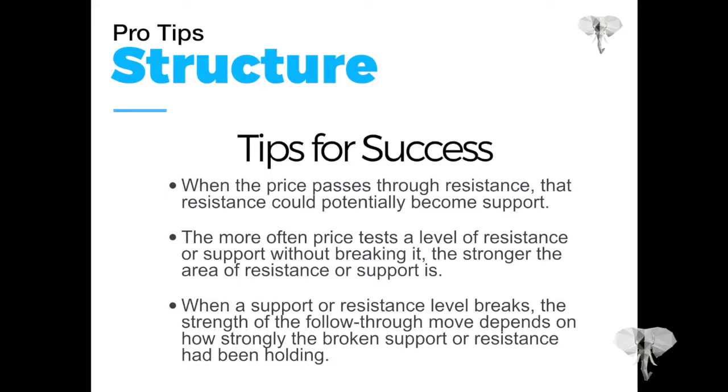When price passes through resistance, that resistance could potentially become support. If you look left, the chart always leaves clues, and what was previously support can turn into resistance, and what was previously resistance could turn into support. The more often price tests a level of resistance or support without breaking it, the stronger the area of resistance or support becomes.